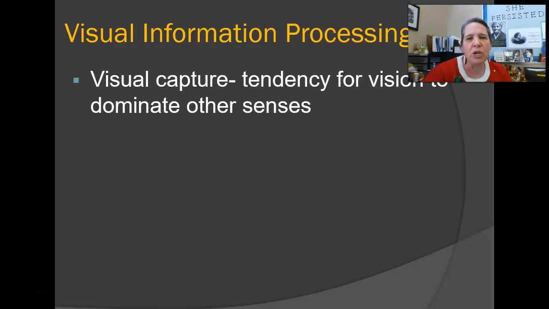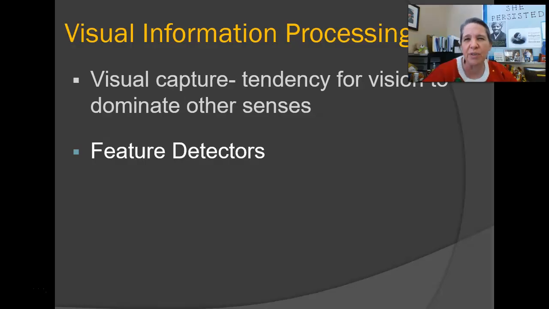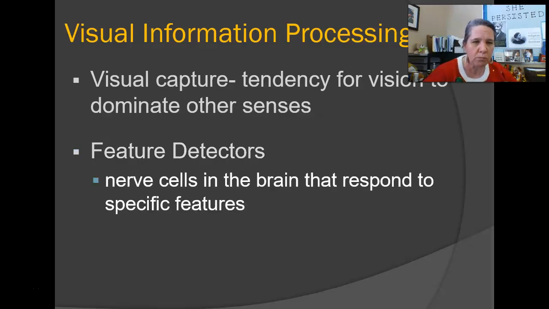So, some information processing, visual information processing. Visual capture is just that tendency for vision to dominate all of our other senses. I'm sure if you really sat down and thought about it, you would realize that vision is our most often used sense. And we tend to believe things that we see with our eyes more than things that we hear or things that we might taste or feel. We tend to believe our eyes a lot more.